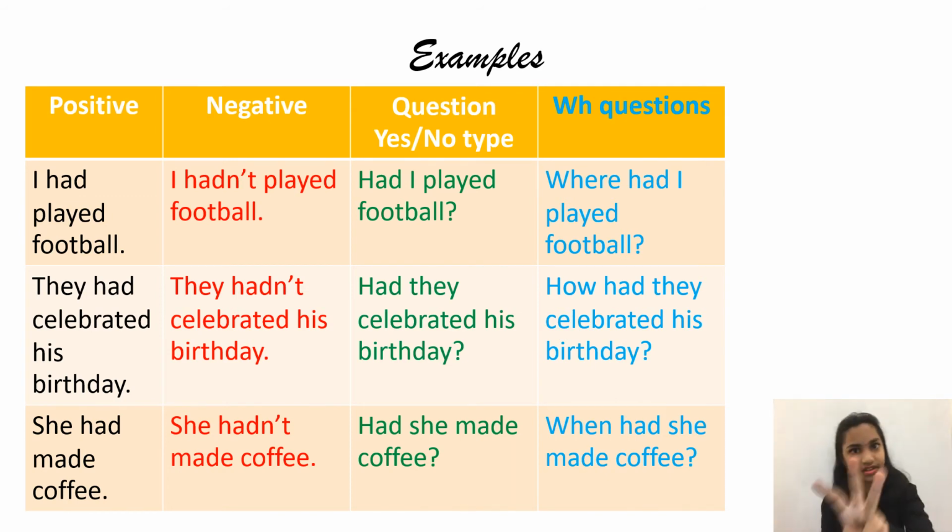Let's move on with the third example. She had made coffee. That's how you say it in a positive sentence. What if she did not make any coffee? We would say she hadn't made coffee. Okay. Let's move on with the question type, yes or no type. Had she made coffee? We can answer this as yes, she had, or no, she hadn't.